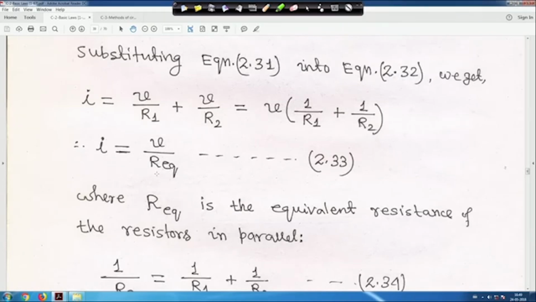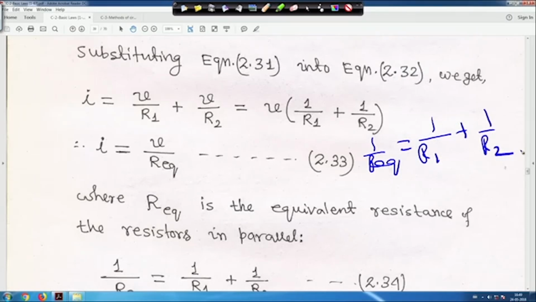That means what we are doing is writing V upon Req, that is, we are actually writing 1 upon Req is equal to 1 upon R1 plus 1 upon R2, right. Because I is equal to V upon Req, that is the current I.